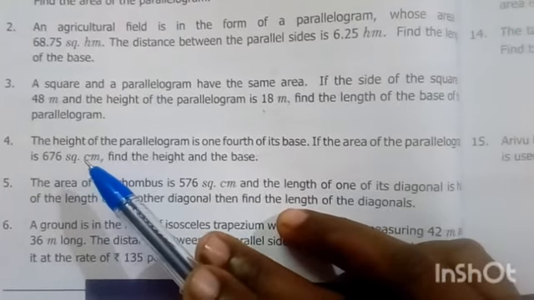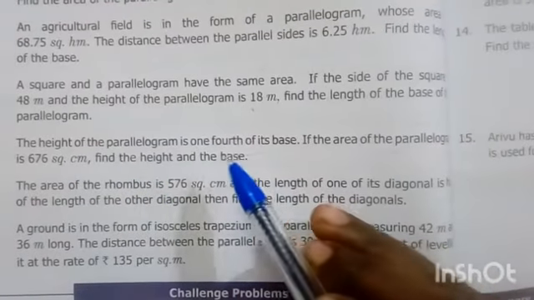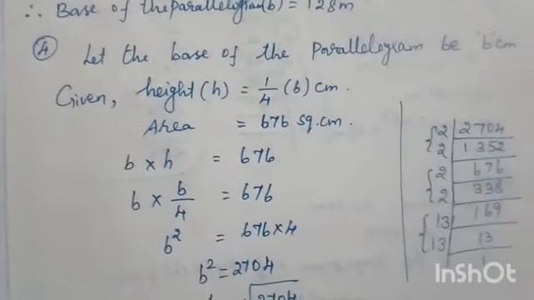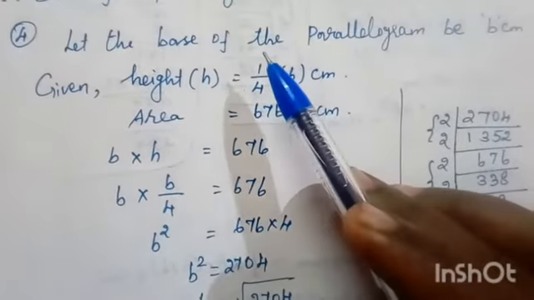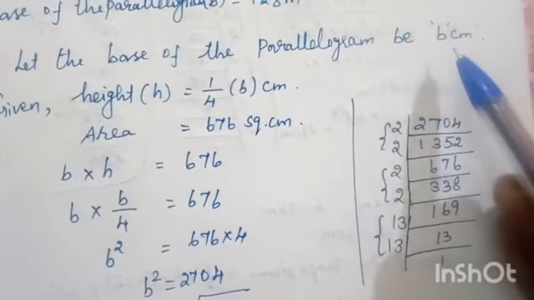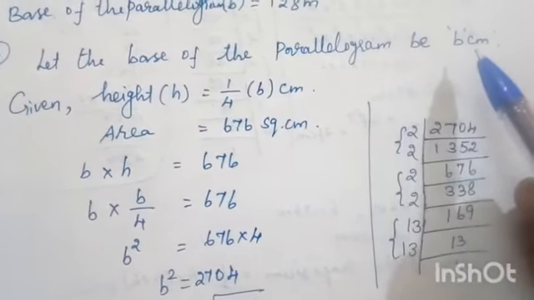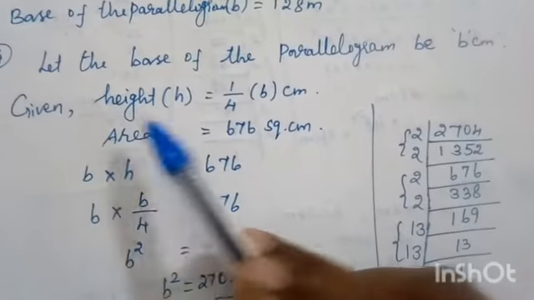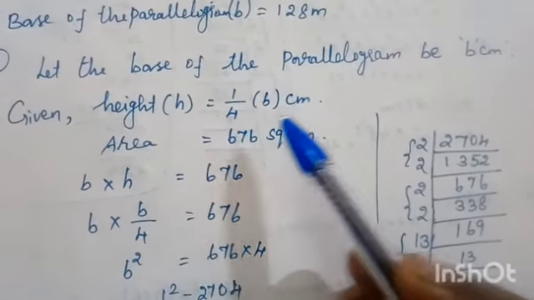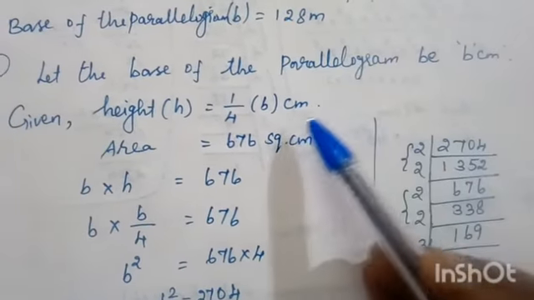The parallelogram area is 676. So using these two, we have to find the height of the parallelogram and the base of the parallelogram. For this question, base and height both are unknown. So we have to consider, let the base of the parallelogram be b centimeters. Base is denoted by b. Given height is equal to 1/4 times the base, so that is 1/4 into b.